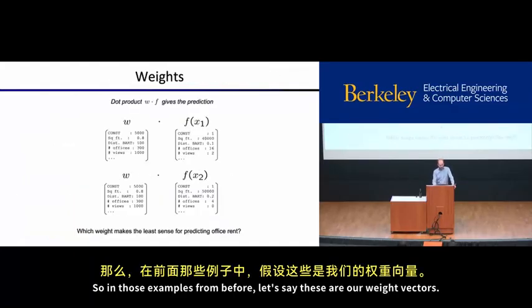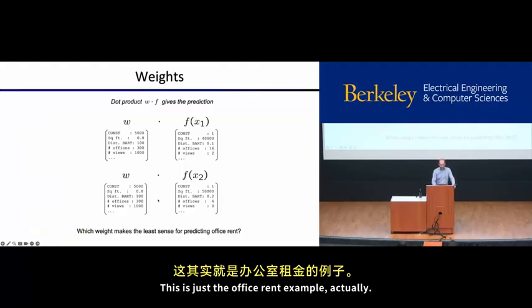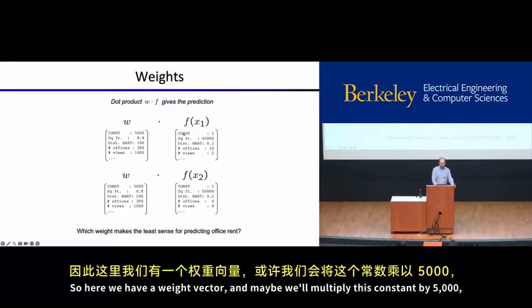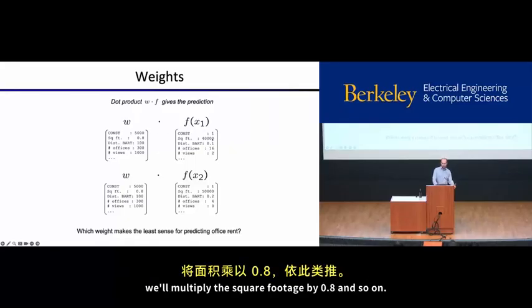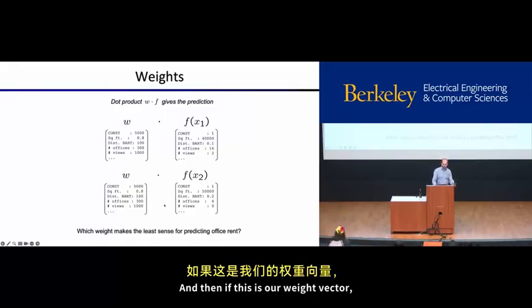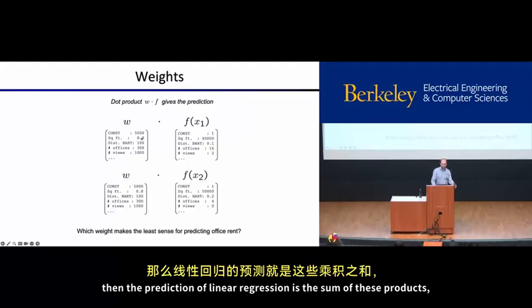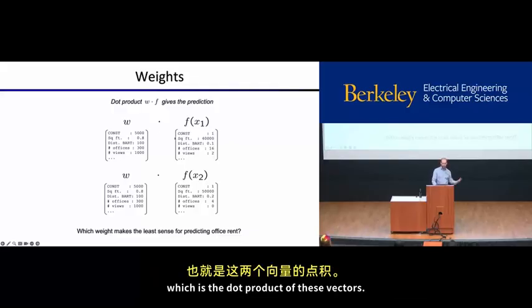So in those examples from before, let's say these are our weight vectors. This is just the office rent example, actually. So here we have a weight vector, and maybe we'll multiply this constant by 5,000, we'll multiply the square footage by 0.8, and so on. And then if this is our weight vector, then the prediction of linear regression is the sum of these products, which is the dot product of these vectors.